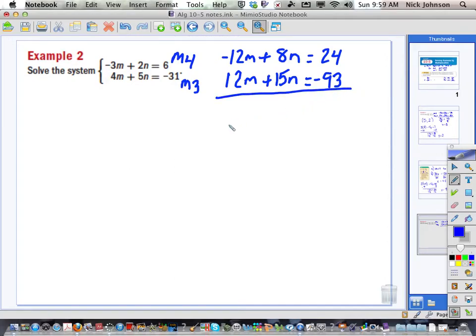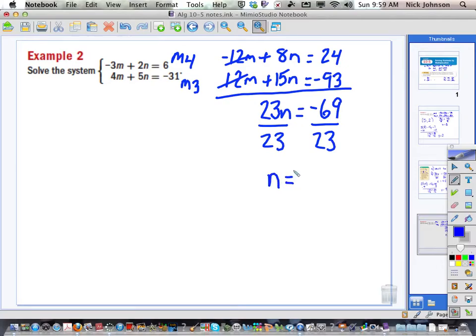So, as I said here, if you get here and neither one of your variables eliminated, you did something wrong. So, my negative 12 and my positive 12 are now gone. 8n plus 15n is 23n. And a negative 93 plus 24, signs are different, so we're going to subtract those, is going to give me a negative 69. Divide by 23. And you all should be screaming, n equals a negative 3.